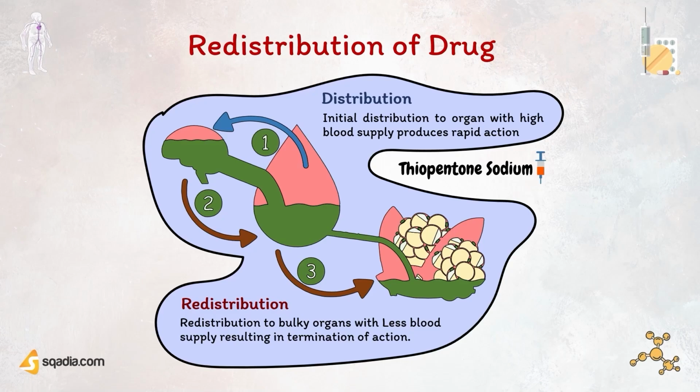Now, redistribution can also contribute to drug interactions, as drugs that are co-administered may compete for binding sites in various tissues and organs, leading to changes in the pharmacokinetics and pharmacodynamics of both drugs.